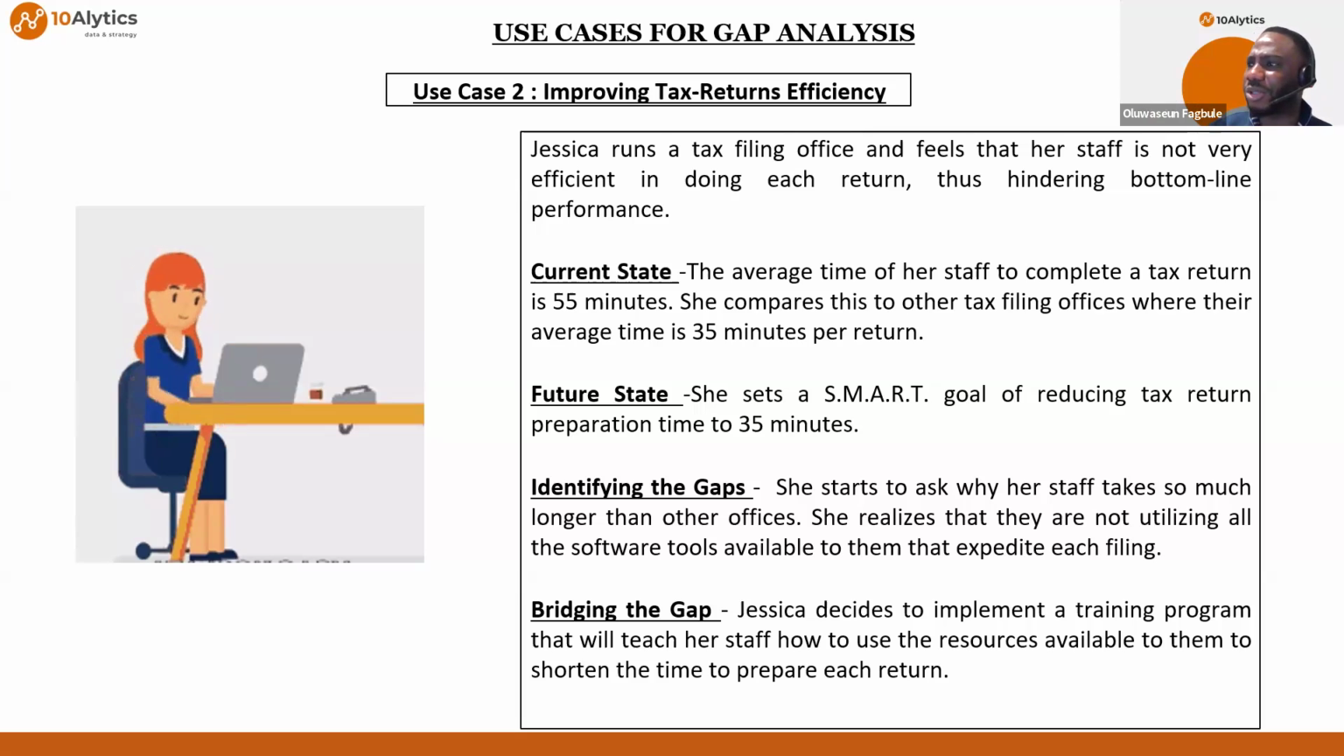So in bridging that gap, what does Jessica do? Jessica decides to implement a training program that will teach her staff how to use the resources available to them to shorten the time to prepare each return. So the implementation she did to bridge that gap was to organize a training program and teach them how to use those software tools so that they can be efficient, and that can reduce the time it takes to prepare each return.